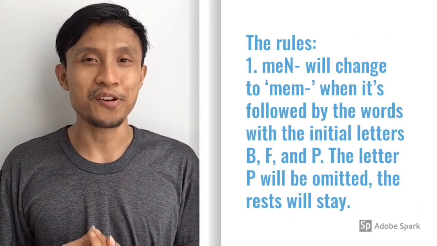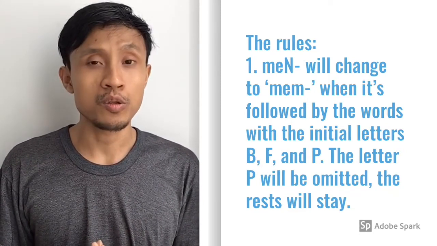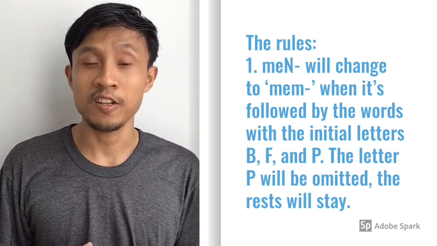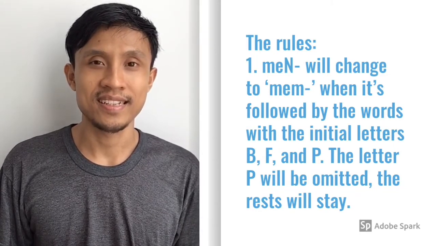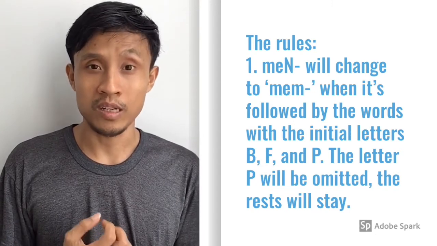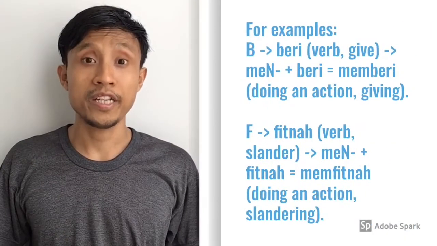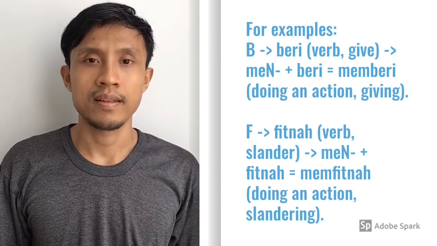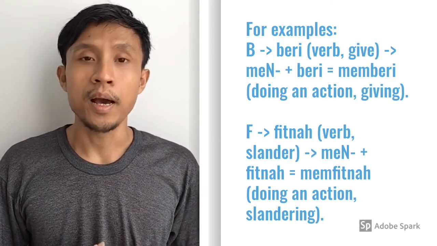Let's see the rules for this prefix. First, me will change to mem when it's followed by the words with the initial letters B, F, and P. B and F will stay, while P will be omitted. For example, B, beri, then we put prefix me, becoming memberi.